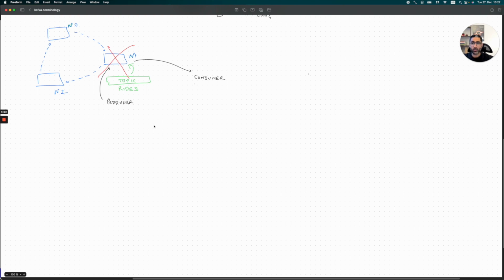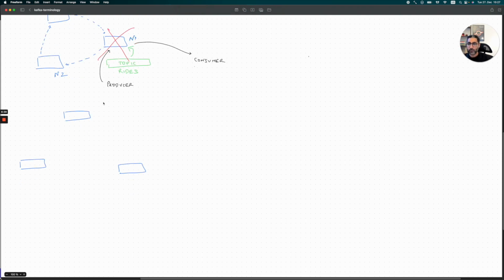So that's where the concept of replication comes in. What replication means is that we have our nodes again, and we have our topic inside, and we replicate this topic. So the concept is replication. And then we say, okay, we want a replication of 2. And in this case, the topic will exist in both nodes.